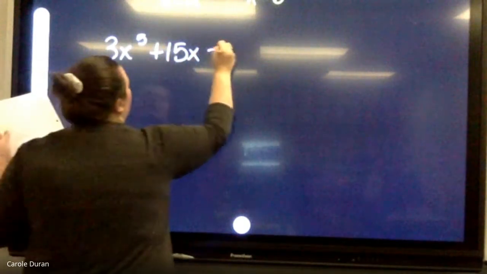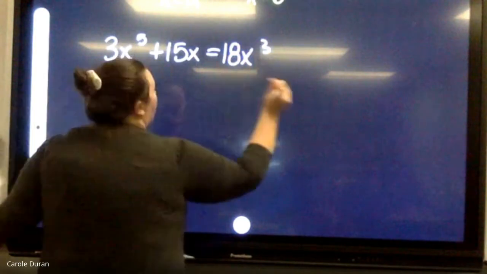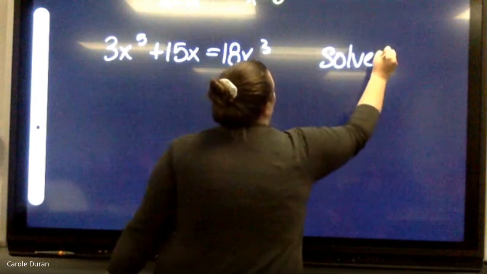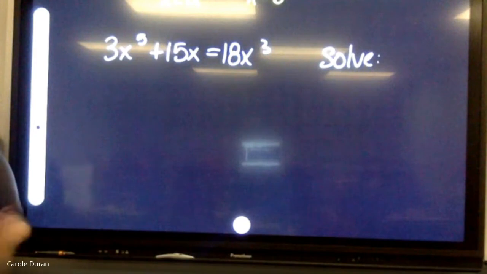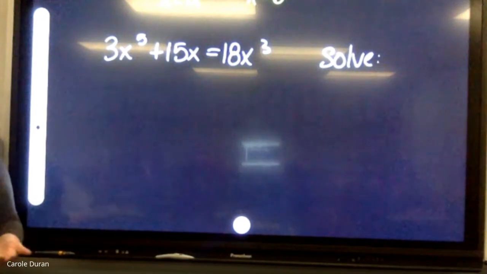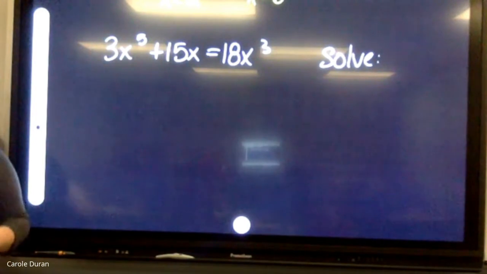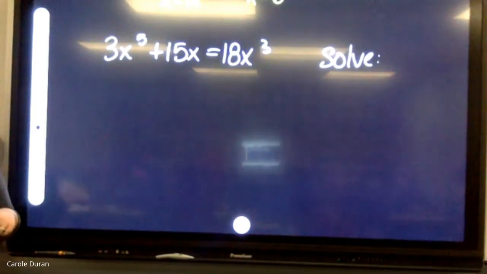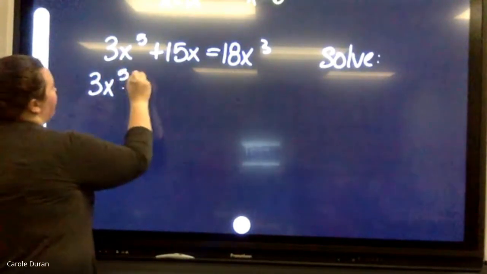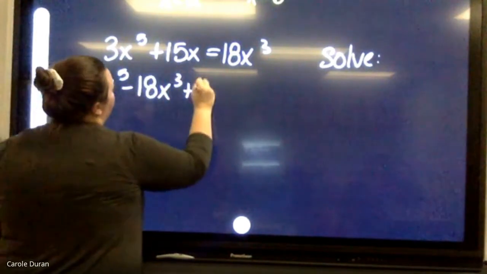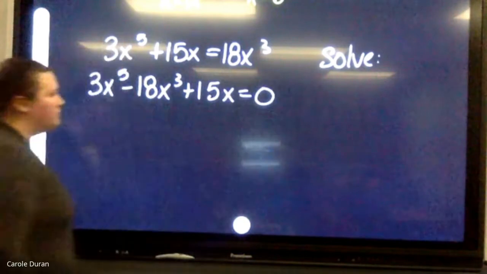3x to the 5th plus 15x equals 18x cubed. And I would like to solve this. Solve means I'm looking for my zeros. In order to get to those zeros, I still have to factor it like I have been doing. In order to factor this, what's the first thing I need to do? Miranda, what are you thinking? Right, I have to get everything on one side and have my polynomial set equal to 0. So when I do that, I get 3x to the 5th minus 18x cubed plus 15x equals 0.